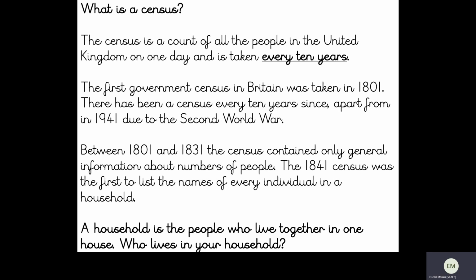But when it first started, between 1801 and 1831, the census contained only general information about the numbers of people. But then in 1841, the census was first used to list the names of every individual in a household. Okay, so now they first started it, they were just counting the people, but then they thought, oh, we want a bit more information about these people. If we're doing this count, we might as well get a bit more useful information. So then they started doing it where they listed the names of everyone who was living in the house as well.